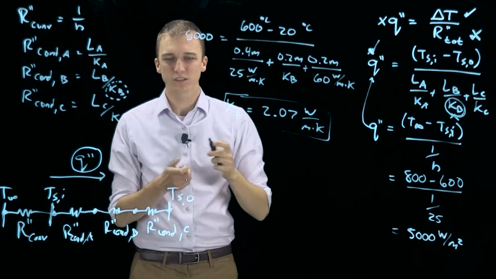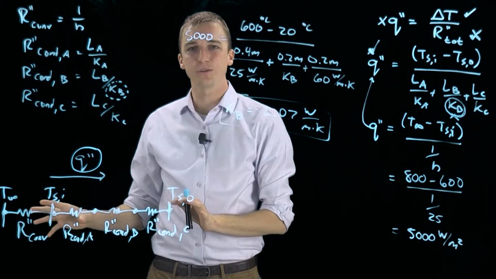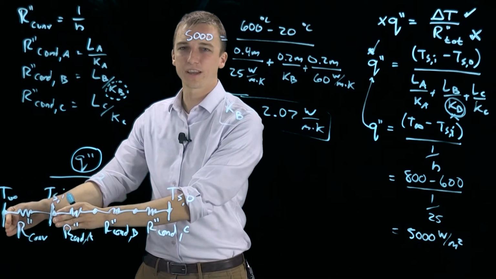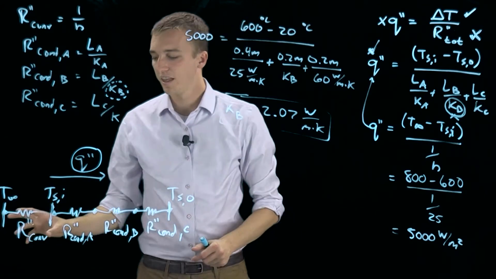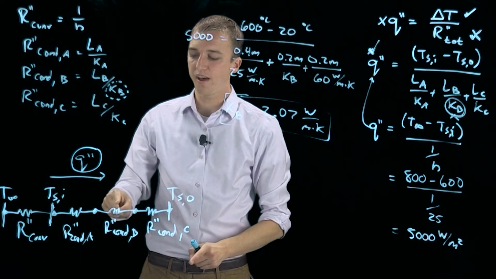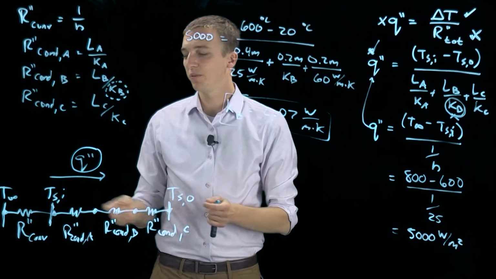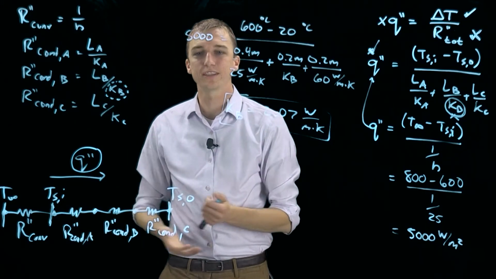Okay, so again, the takeaway here is we used this thermal circuit in two different ways. First, we used this little circuit to find Q double prime because we knew everything else. Then with Q double prime, we could use this big circuit in order to find R double prime conduction B. Now, if we wanted to, we could have found inside temperatures, but we didn't need to in this case.